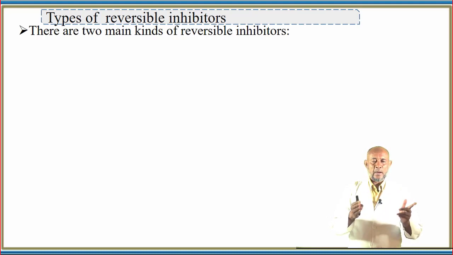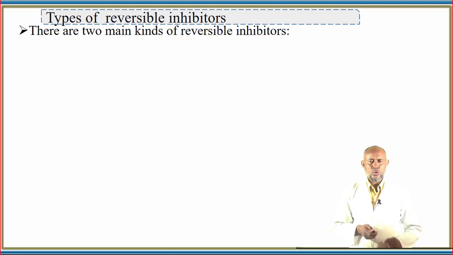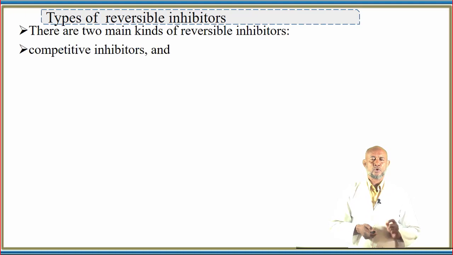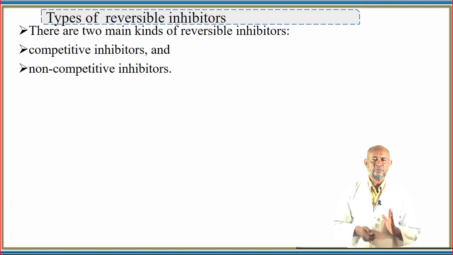There are two main kinds of reversible inhibitors. The first one is said to be the competitive inhibitor and the second the non-competitive inhibitor.